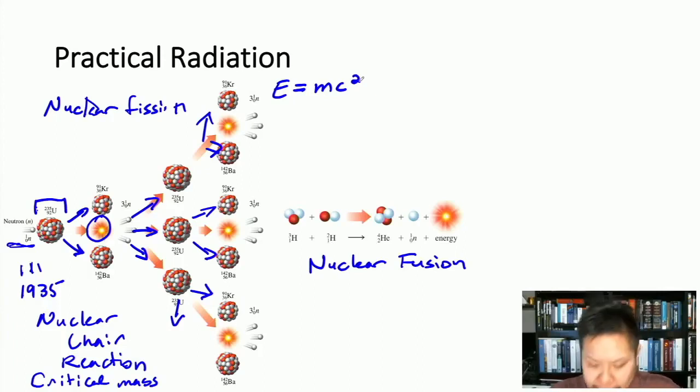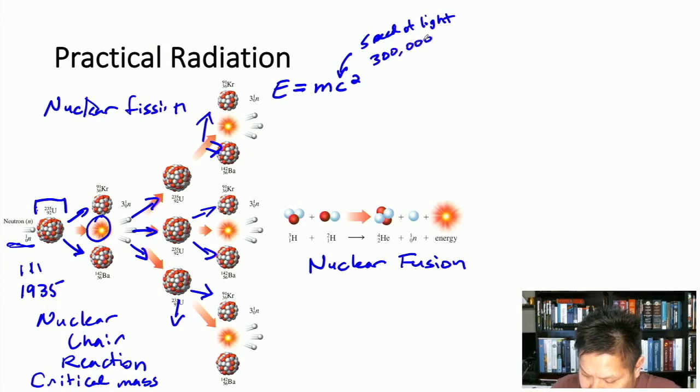How, you might be wondering, can we use E equals mc squared to figure out how much energy we made? Well, we already know what c is, right? C is the speed of light. And the speed of light is approximately 300 million meters per second. Wow, that's a big number.